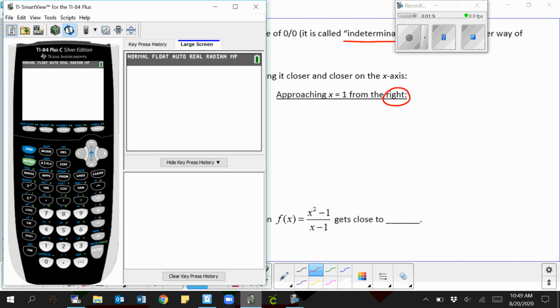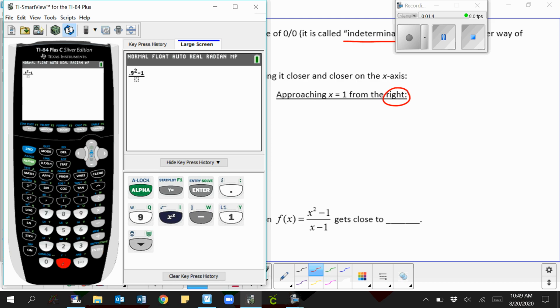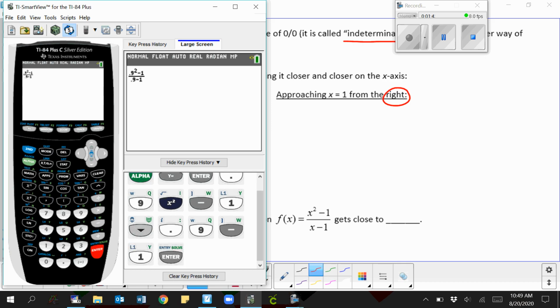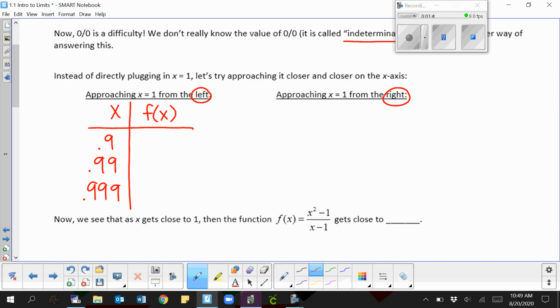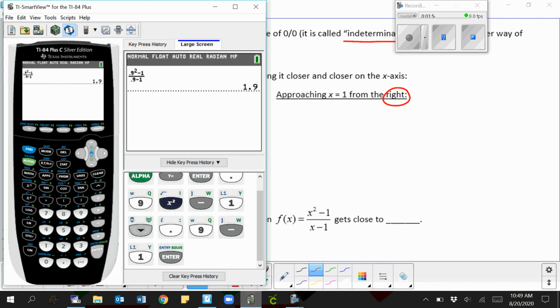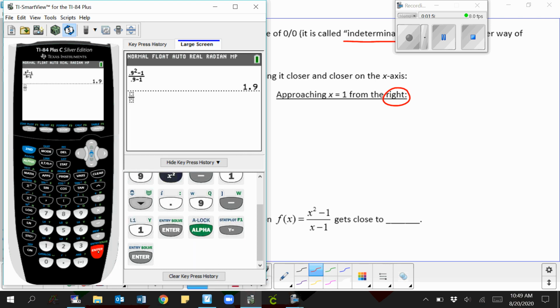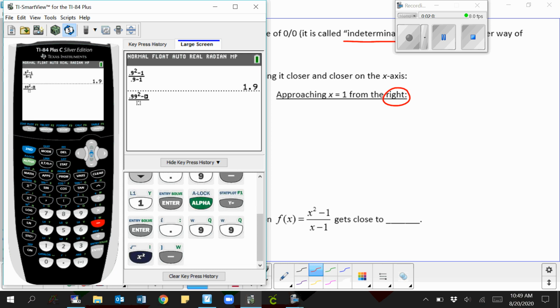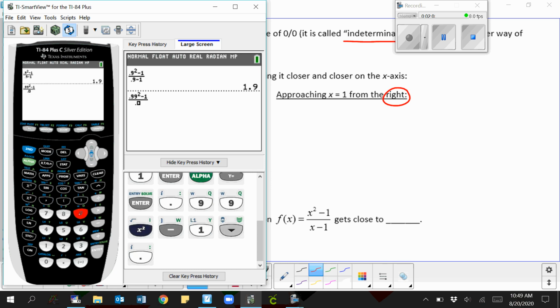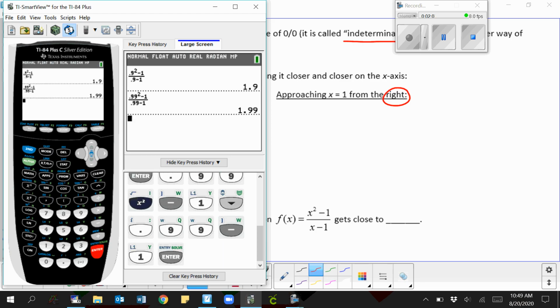Okay, so in my calculator, I'm going to plug in 0.9 squared minus 1 over 0.9 minus 1. And that gives us 1.9. So in my table right here, I'm going to put 1.9 and then do the same thing with my 0.99. To get a fraction, I'm going to have 0.99 squared minus 1 over 0.99 minus 1. And that gives me 1.99.